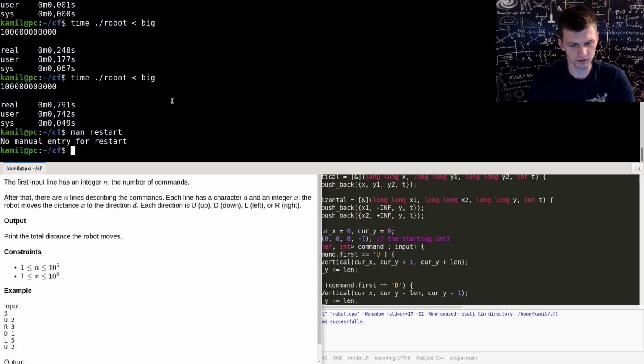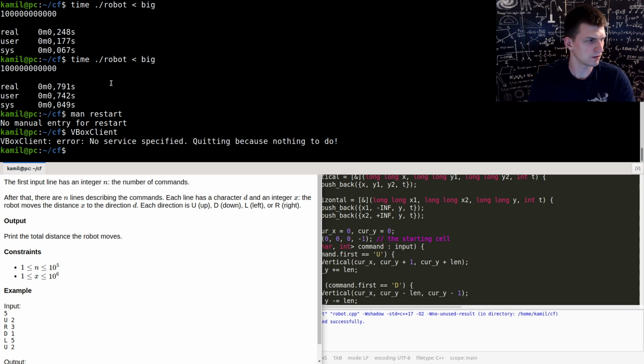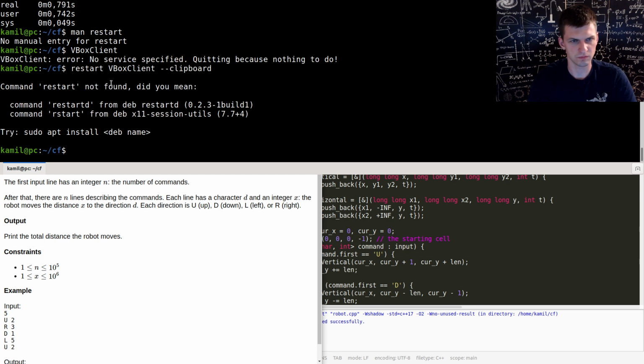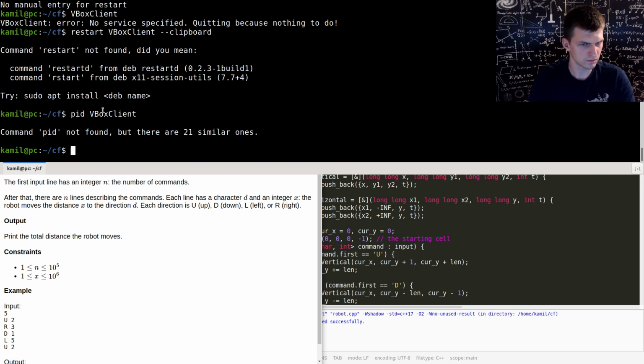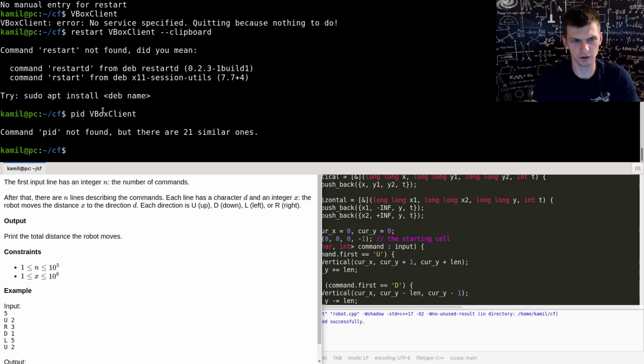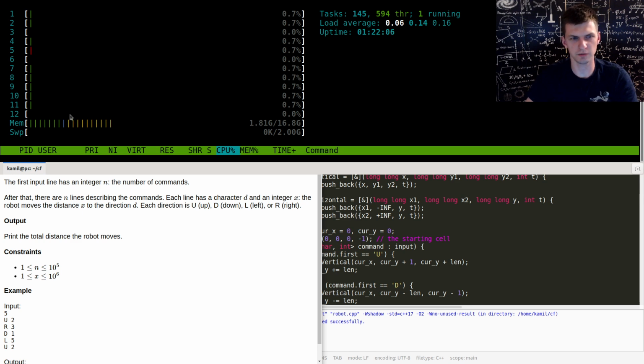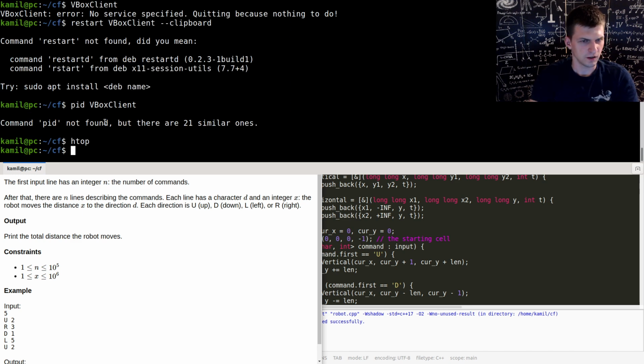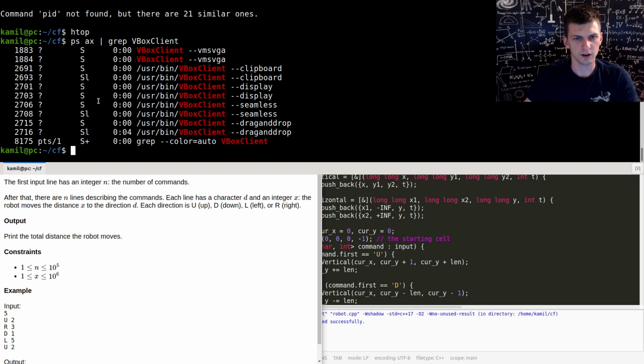Your command seems scary because when I restart my system, I mean the Linux system... did you mean this? Okay. How do I get the process ID of VBox client? Well, how do I know? Is it somewhere here? Not really. VBox client. I hope that I'm not doing something vulnerable.